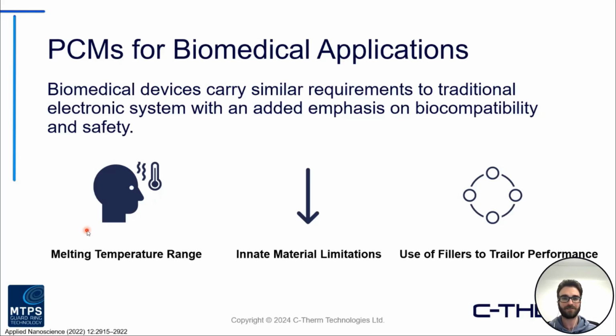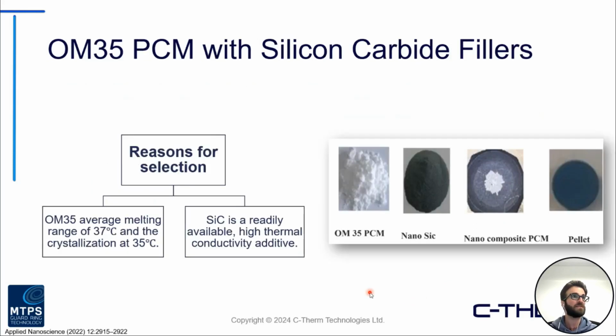That was the idea for the application. So a battery pack versus a building versus a human body, those temperature ranges are quite different. So you do have to pick PCMs or pick materials that really conform to the melting temperatures that you're looking for. But again, you'll see some similar aspects where the innate material limitations, low K, things of this sort, are something they needed to work on, and the use of fillers is often employed to tailor that performance. So they were looking at what is called an OM35 PCM with a silicon carbide filler.